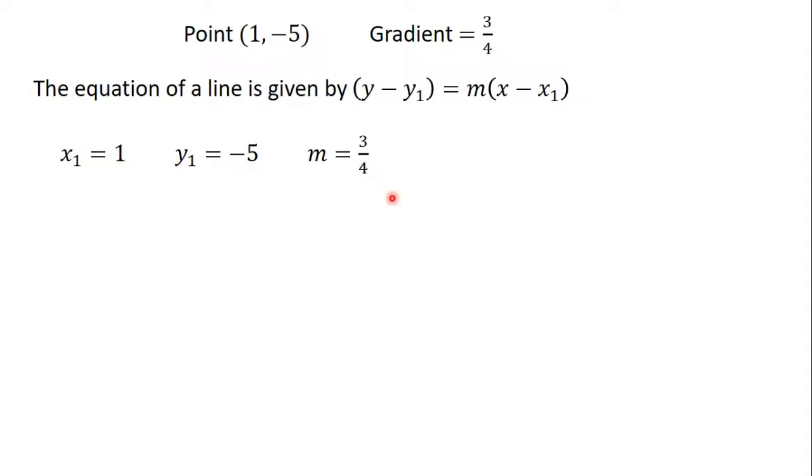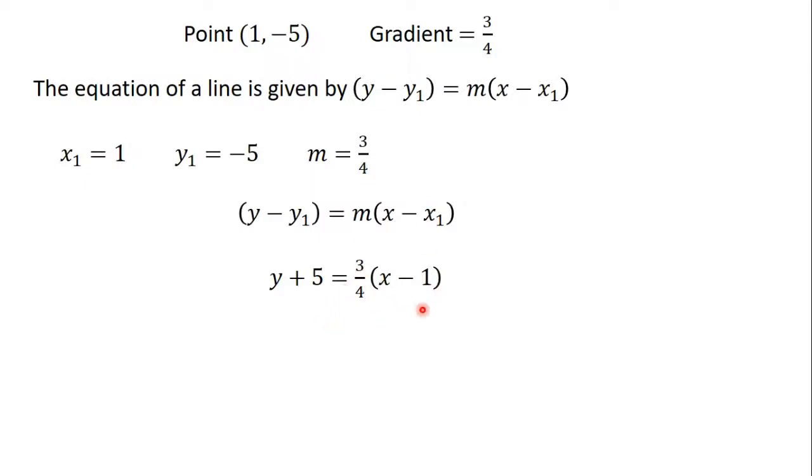We substitute this information into the formula. Once again, the equation of a straight line is given by y - y1 = m(x - x1). y1 is -5, m is 3/4, and x1 is 1. So you have y + 5 = 3/4 (x - 1). Y minus y1, but y1 is -5, so you have y minus minus 5, which will give us y plus 5. M is 3/4 and x1 is 1.